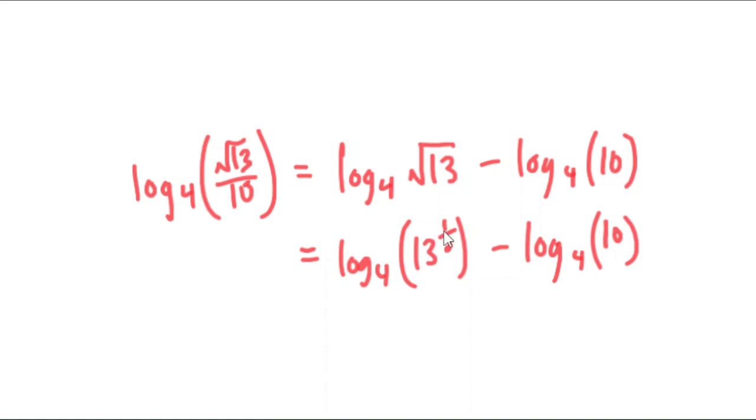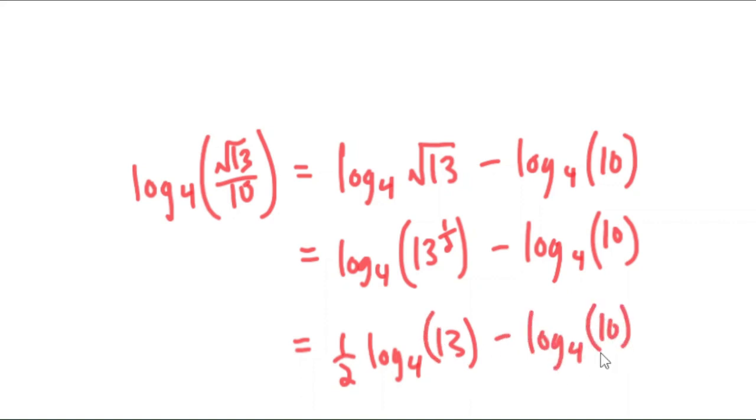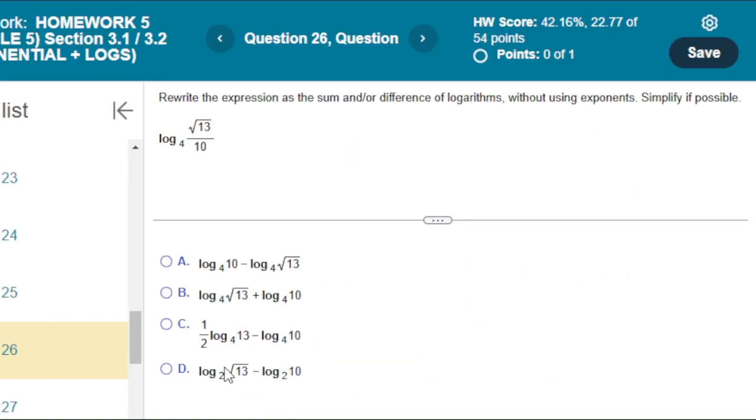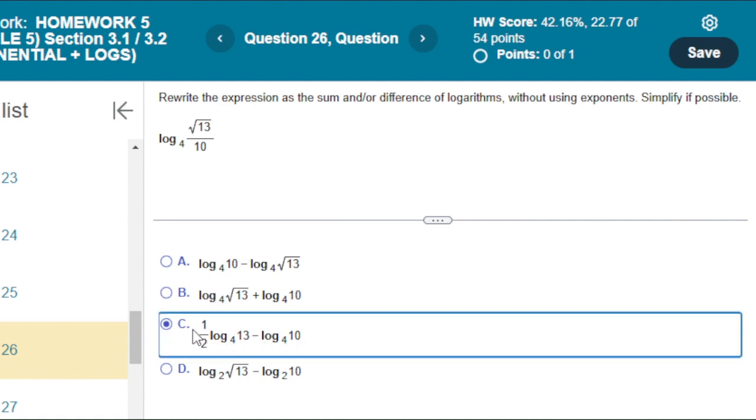And then the 1/2 can come out front, right? That uses that power property of logarithms. So we can rewrite this as 1/2 log base 4 of 13 minus log base 4 of 10. So there's 1/2 log base 4 of 13 minus log base 4 of 10. This is the correct answer.